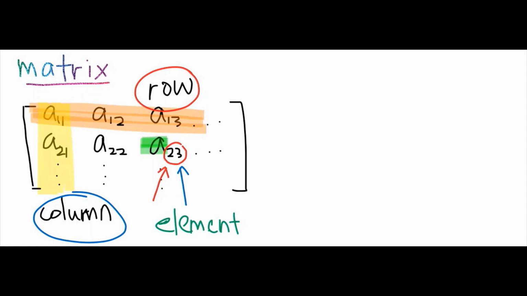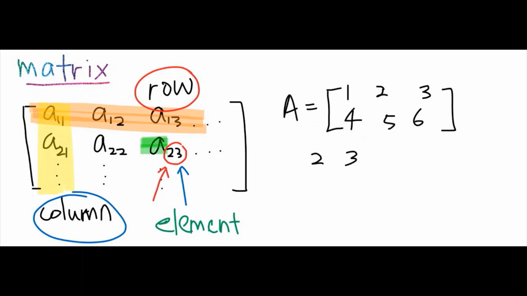So say for example we have a matrix A, and it is represented by this 1, 2, 3, 4, 5, 6. So how many rows and how many columns does matrix A have? Matrix A will have 2 rows and 3 columns. And you can say that matrix A is a 2 by 3 matrix. So that is how you actually name a certain matrix and know them by different sizes.